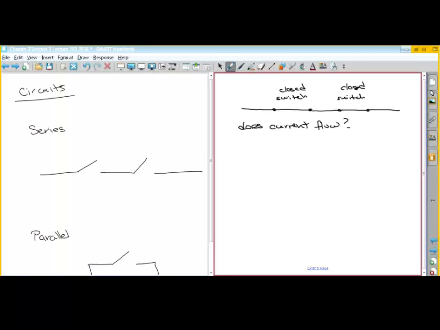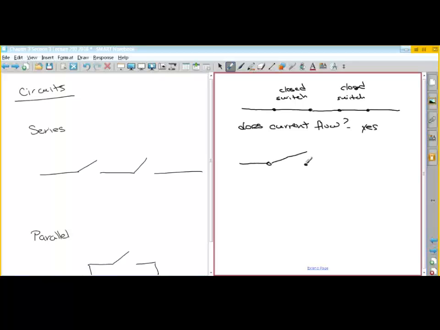Right now the switch is open, so the electricity can't flow, so the light's off. You turn the switch on, which closes the switch so that you do have a path for the electrons to flow. And so in a series, when they're both closed, the electricity flows. It has a path. So the answer is yes. And we're going to do the same thing for the other 4 cases.